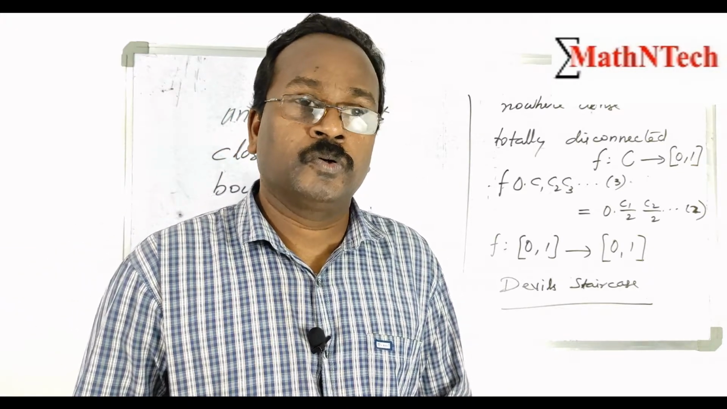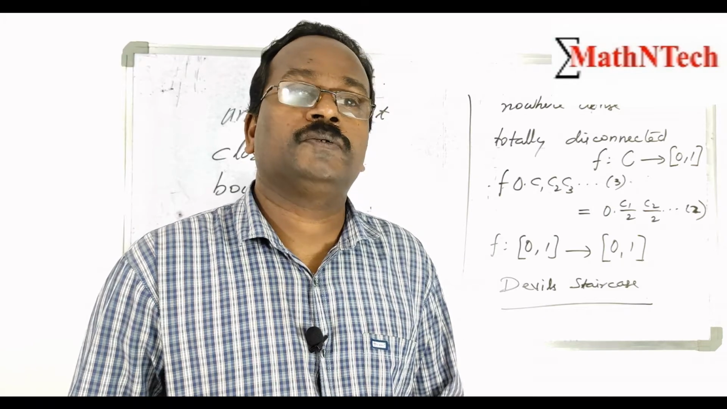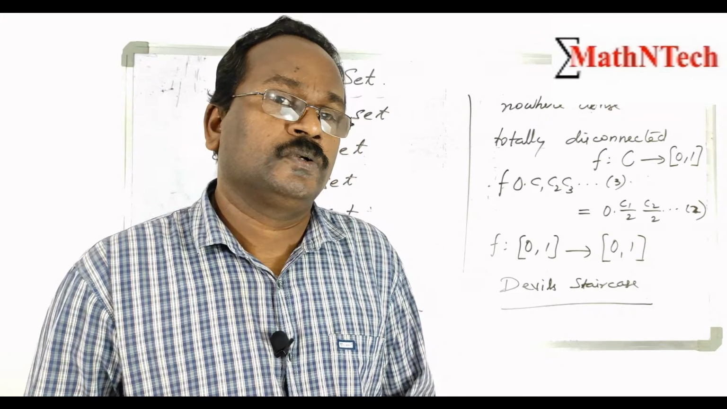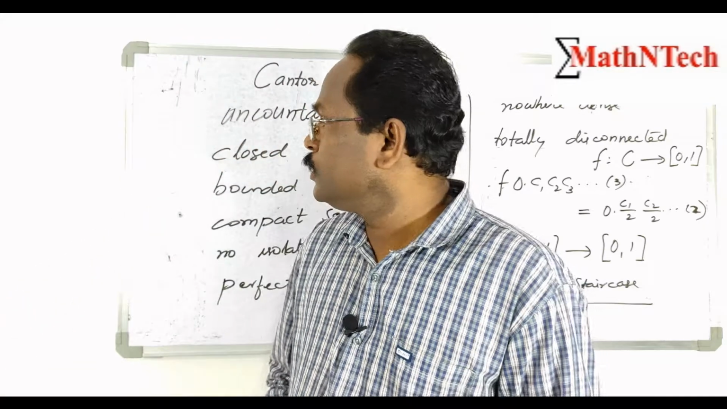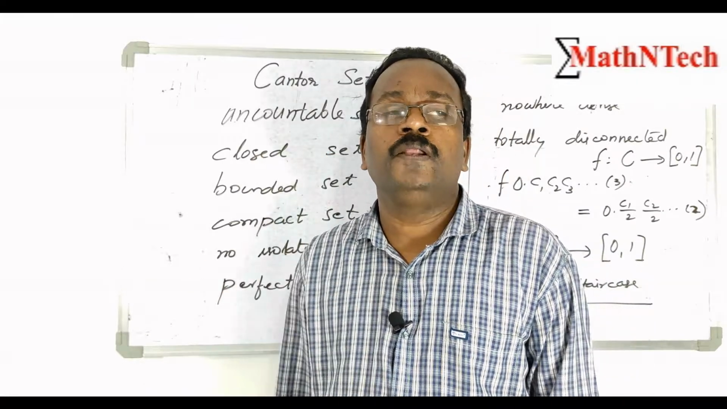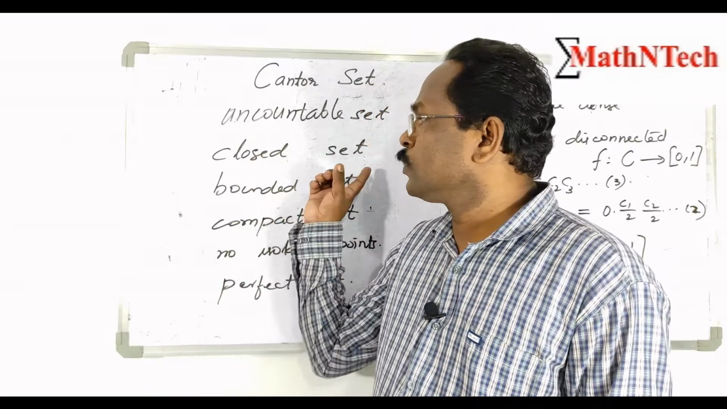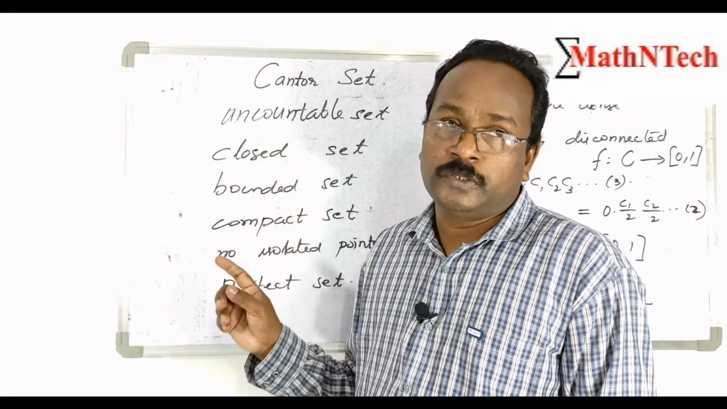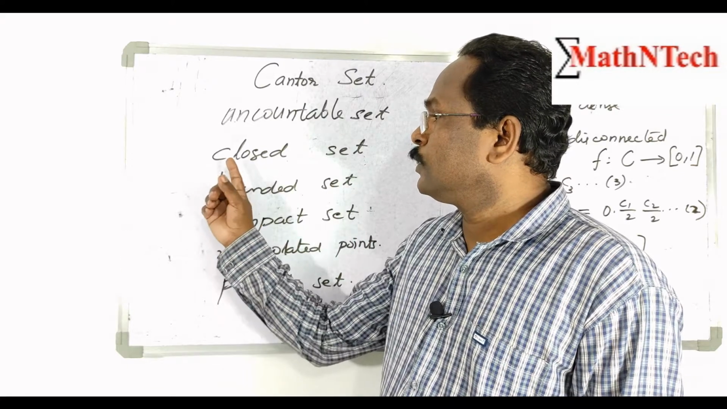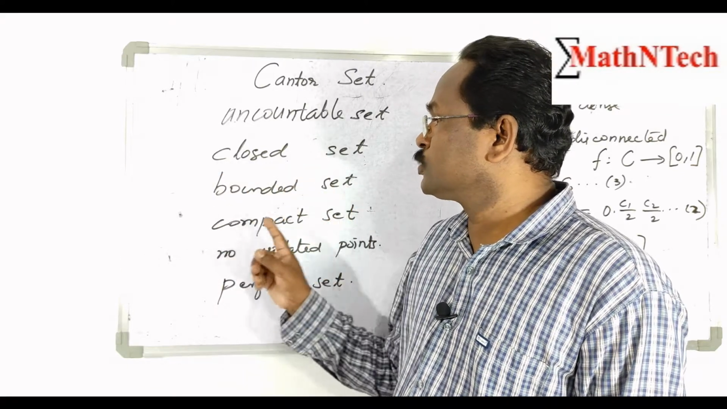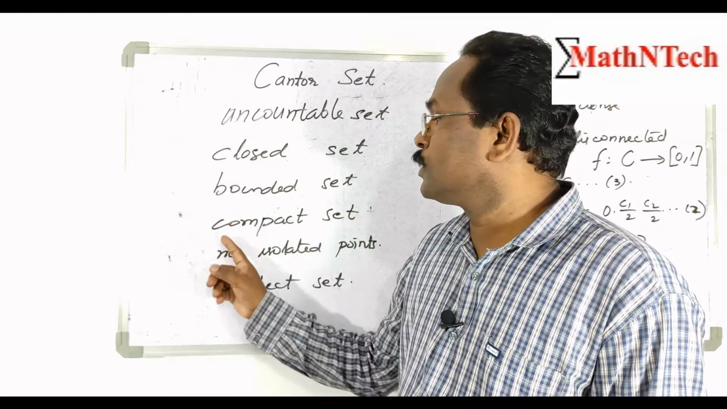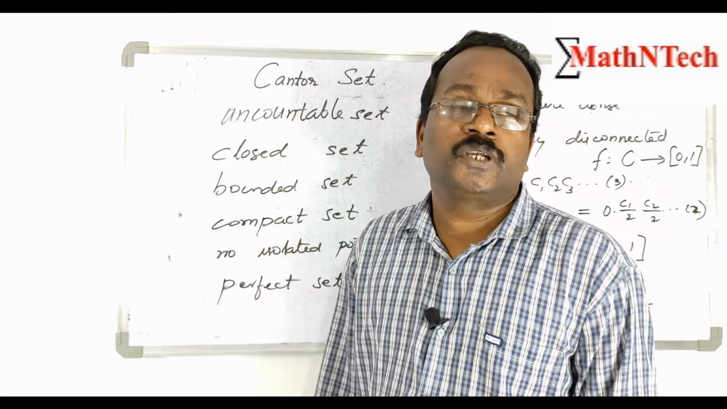Bounded, closed, compact. Closed and bounded implies compact. Why is it closed? It is the complement of open sets. We remove open middle intervals, so it is the complement of open intervals. So the Cantor set is a closed set. And its points belong to the closed interval [0, 1], that is a bounded set. So closed and bounded, it is a compact set. That is the Heine-Borel theorem.